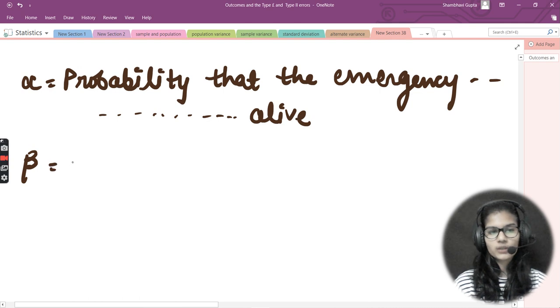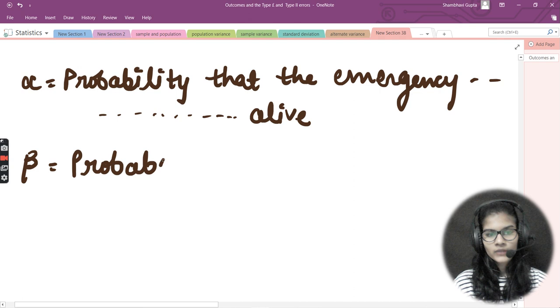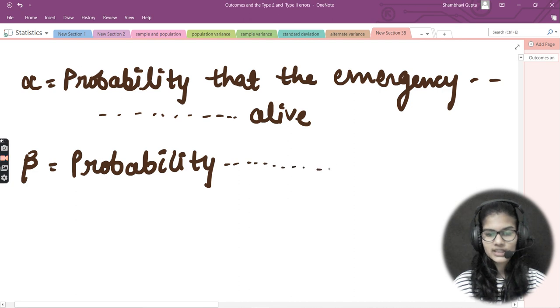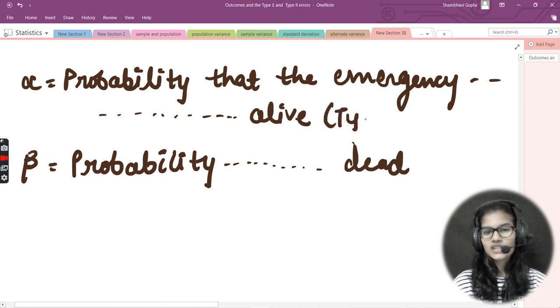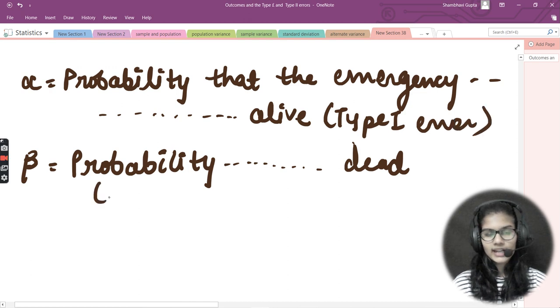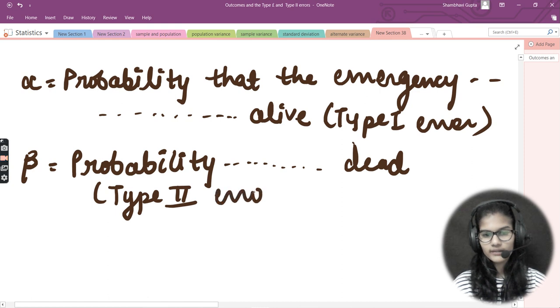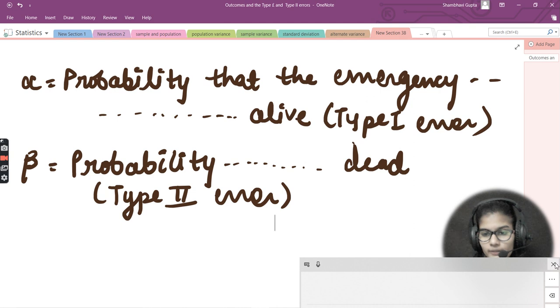Now if I just want to talk about the beta, in beta as well comes the probability. So here comes the probability that the emergency crew does not know if the victim is alive when in fact the victim is dead. This was my type 2 error, right? So in the bracket as well, I could just write that type 1 error for alpha, and for beta I could just write that type 2 error. Okay, so alpha and beta are actually finished up here, right?